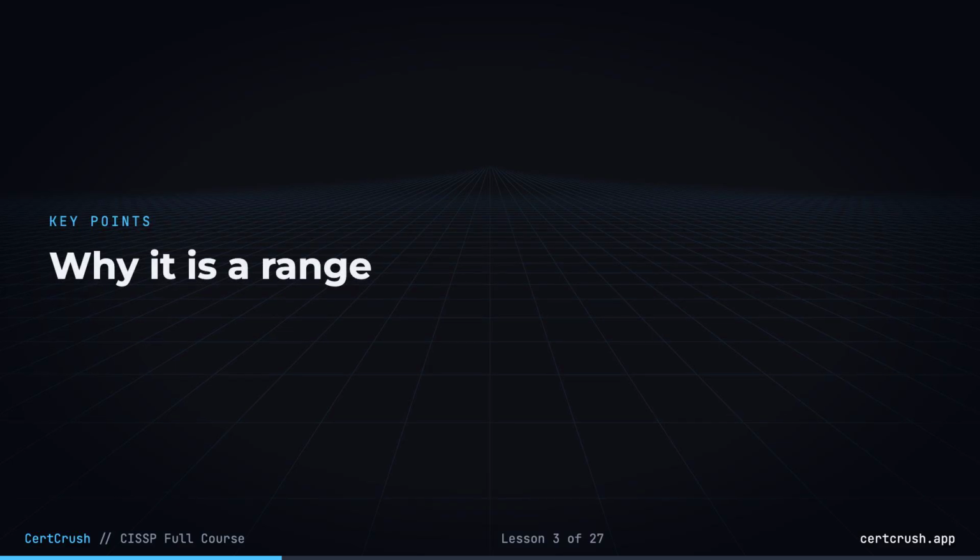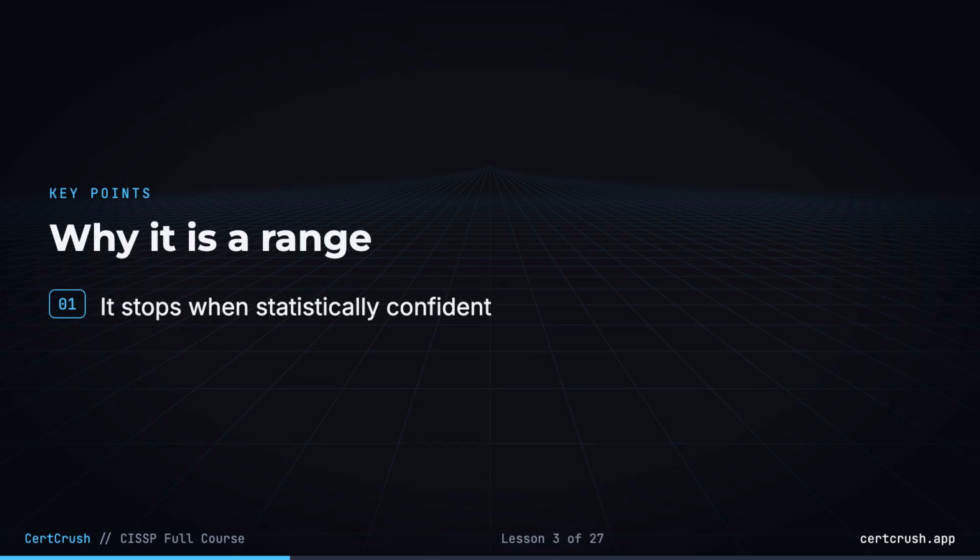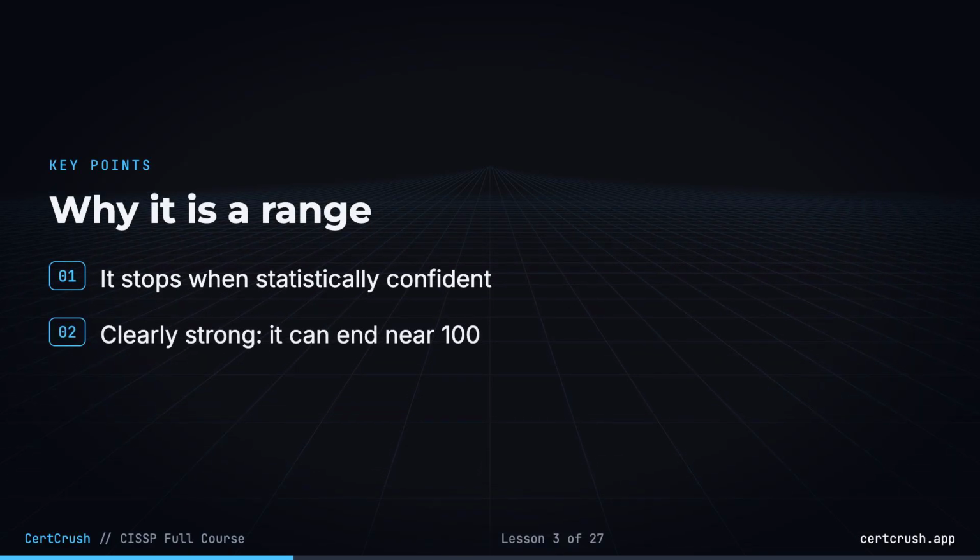Notice that the question count is a range, not a fixed number. This trips people up. So let's unpack it. The exam stops as soon as it's statistically confident about whether you've passed or failed. If you're clearly strong, it can be sure after about 100 questions, and will end there.